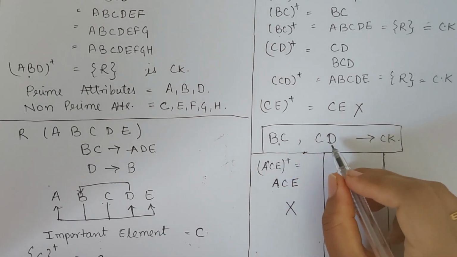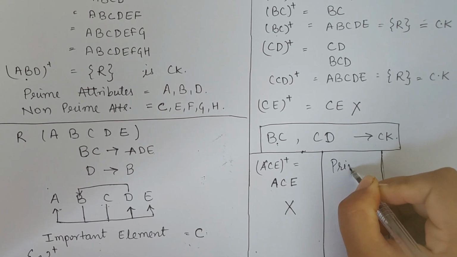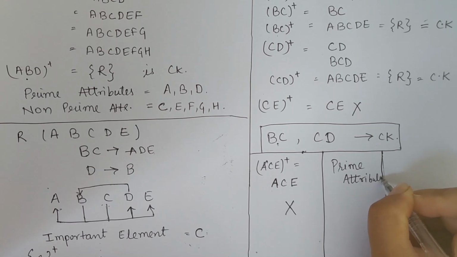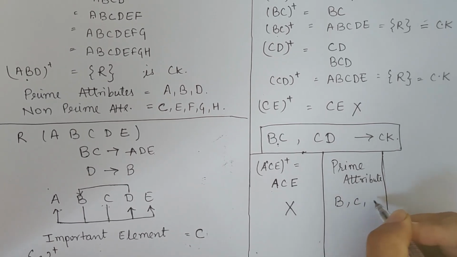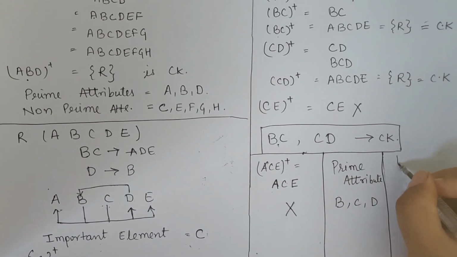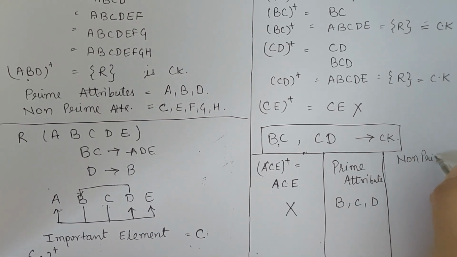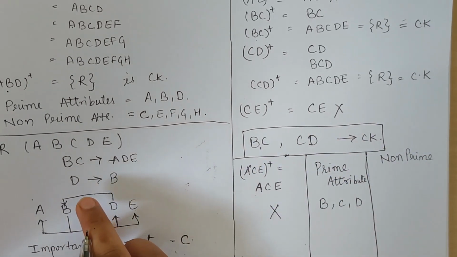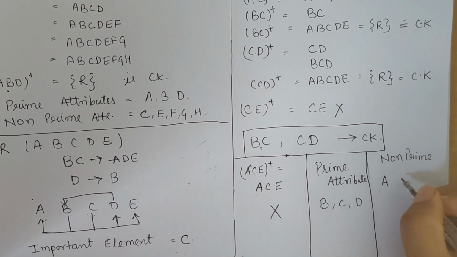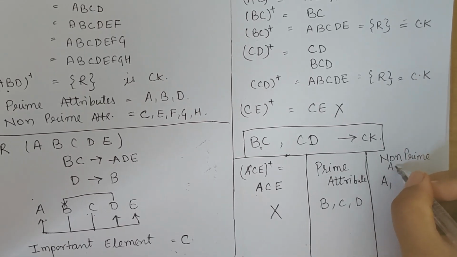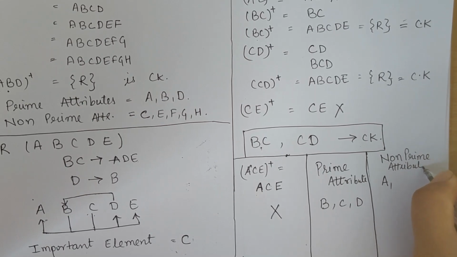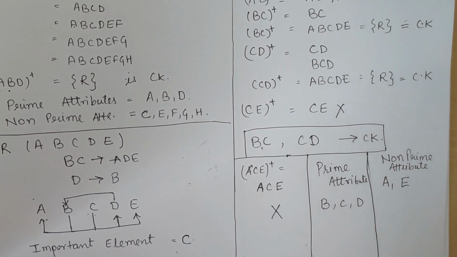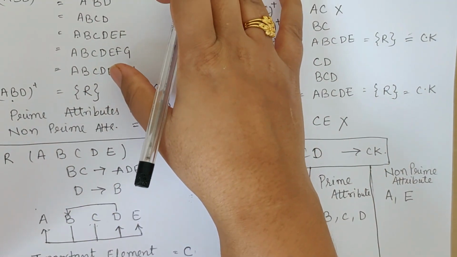So for this particular question, what is happening? The candidate keys are BC and CD. If I ask you what the prime attributes are, the prime attributes for this question are B, C and D. Okay. Non-prime attributes: all other attributes other than B, C, D. That means A is a non-prime attribute and E is a non-prime attribute. So they are the non-prime attributes for this particular question.